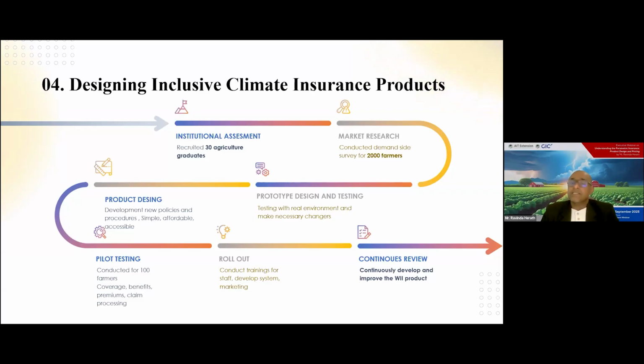We need to do a demand-side analysis to know about customer requirements, especially the willingness to pay, their capacities, their requirements, their income levels, and what crops they are cultivating. Many aspects are taken into consideration in that demand-side survey.